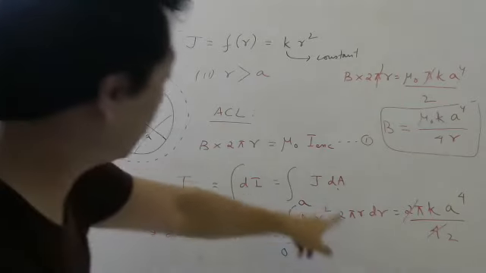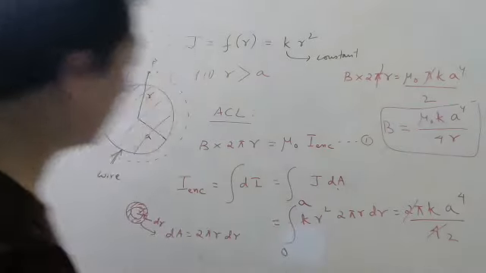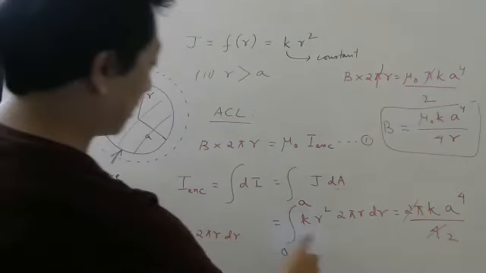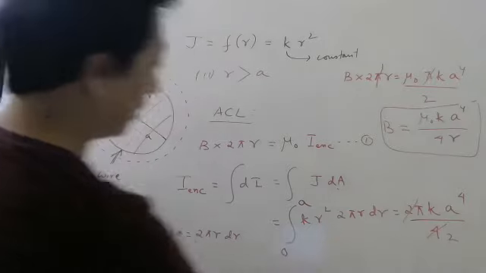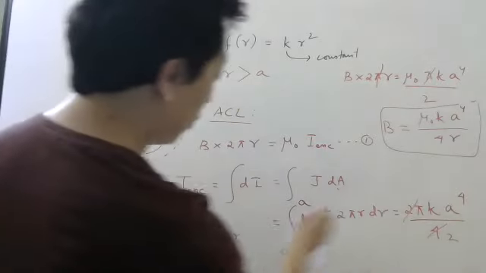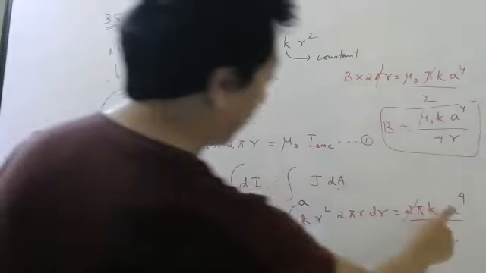So dA will be same only, 2 pi r dr. J is k r square. I have to integrate from 0 to A. r square r, integration will be r power 4. When I put upper limit, it will become A power 4.